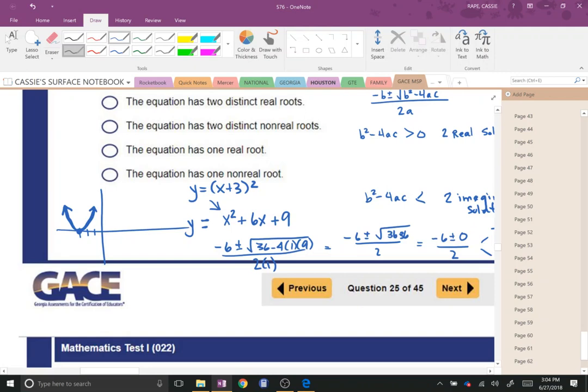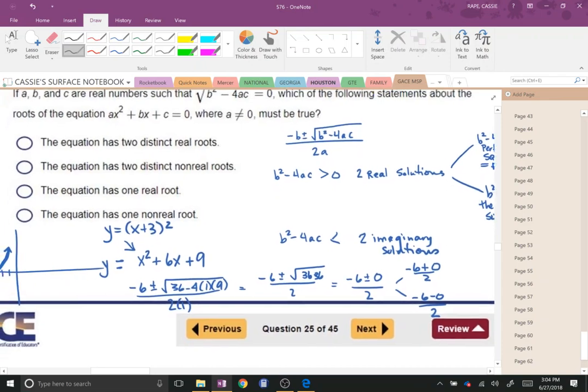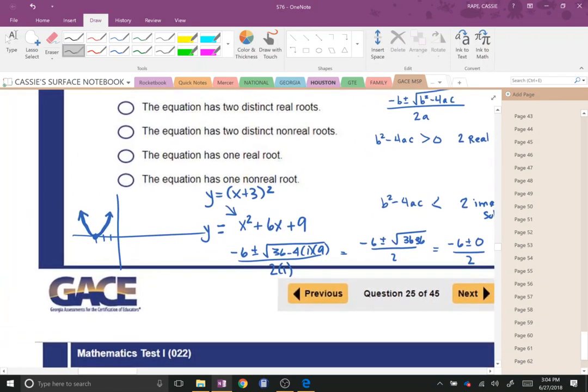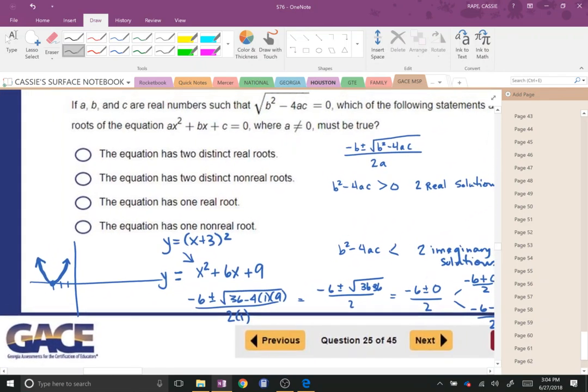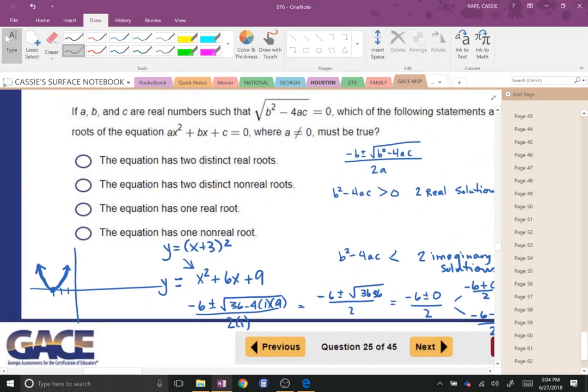So whenever the discriminant is equal to 0, it's because the butt is sitting on the x-axis, in which case it has only one real root, like this one right here.